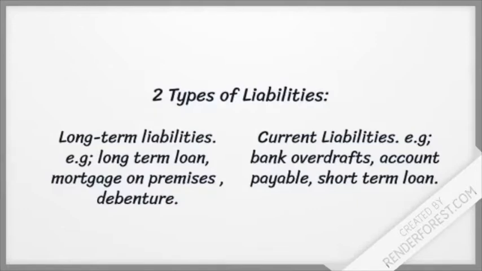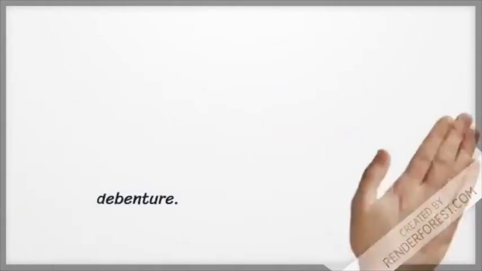Long-term liabilities are amounts owed by the business that are not repaid within 1 year. For example, long-term loan, mortgage on premises, and debenture. Current liabilities are amounts owing by the business that are to be paid within a year. For example, bank overdrafts, accounts payable, and short-term loan.